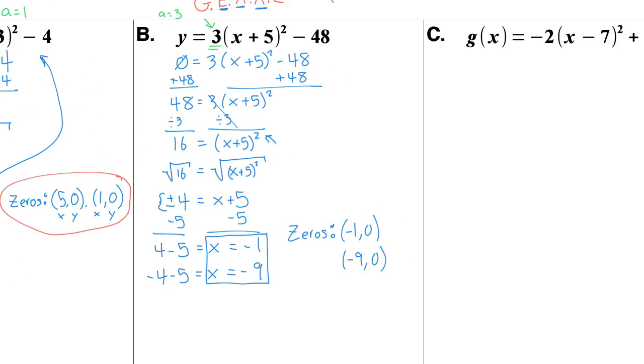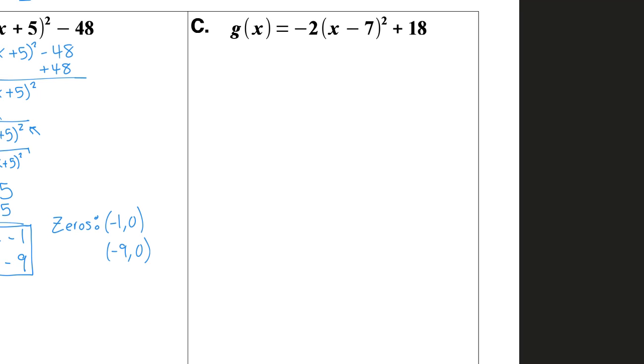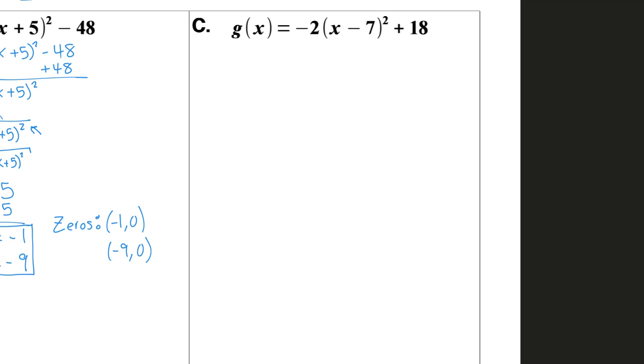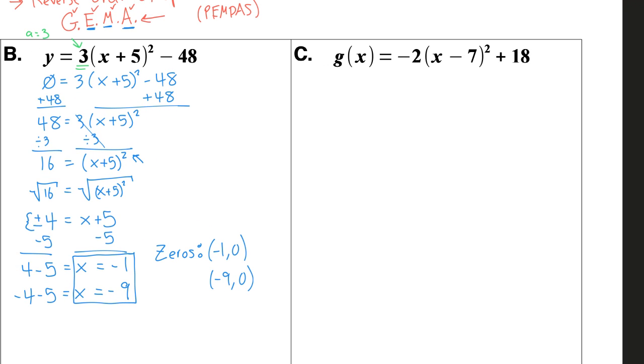All right, welcome back. We're going to look at another one. We're going to look at C now, and we're going to think about what is different here. What's different here is that, yes, this is not 1, but it's also not a positive. We have a equals negative 2. It only changes things very slightly. So, a quick work through this one.